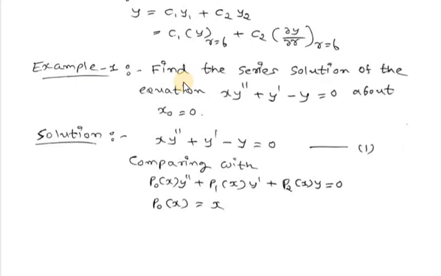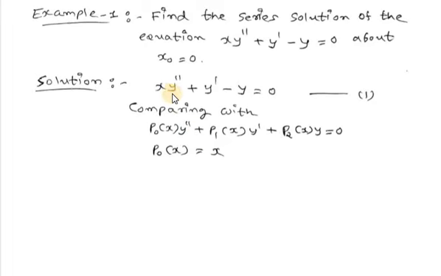Example number one is, we have to find out the series solution of the equation xy double dash plus y dash minus y equals 0 about x0 equals 0. So first of all, we have to show that x0 equals 0 is an RSP, that is regular singular point. For that purpose, we will compare the given differential equation, say equation number one, with the standard form p0 x y double dash plus p1 x y dash plus p2 x y equals 0. So by comparison, we have p0 x equals x.